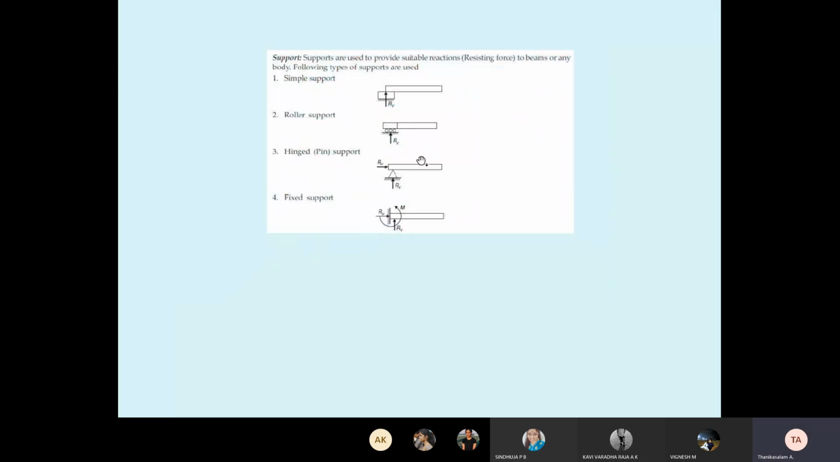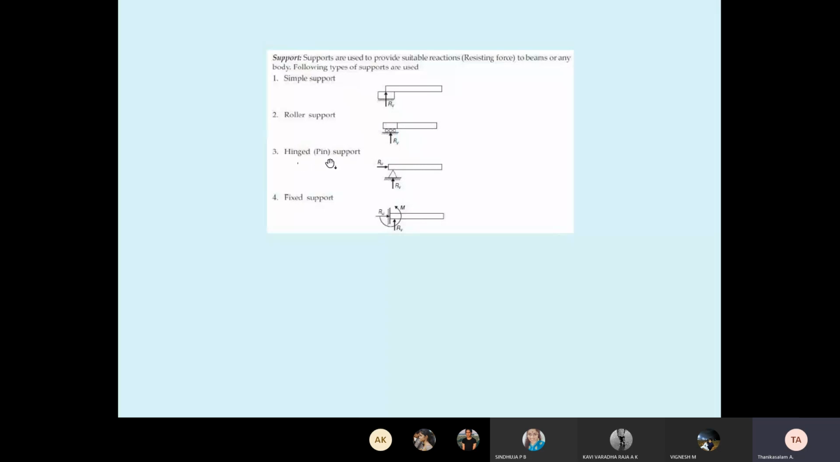So I have given the different diagrams. Supports are used to provide a suitable reaction, a resisting force, to a beam or any body. The following types of supports. Simple support: see here, the beam is just resting. That will give only one reaction, vertical reaction. The roller support: the body has a roller support. So the support is giving a reaction, the vertical reaction RY. R means reaction, Y means direction. So whenever a simple support is given, we have to draw the reaction in the vertical direction, RV or RY. Whenever a roller support is given, for the free body diagram you have to write RY or RV. Roller also gives a vertical reaction.